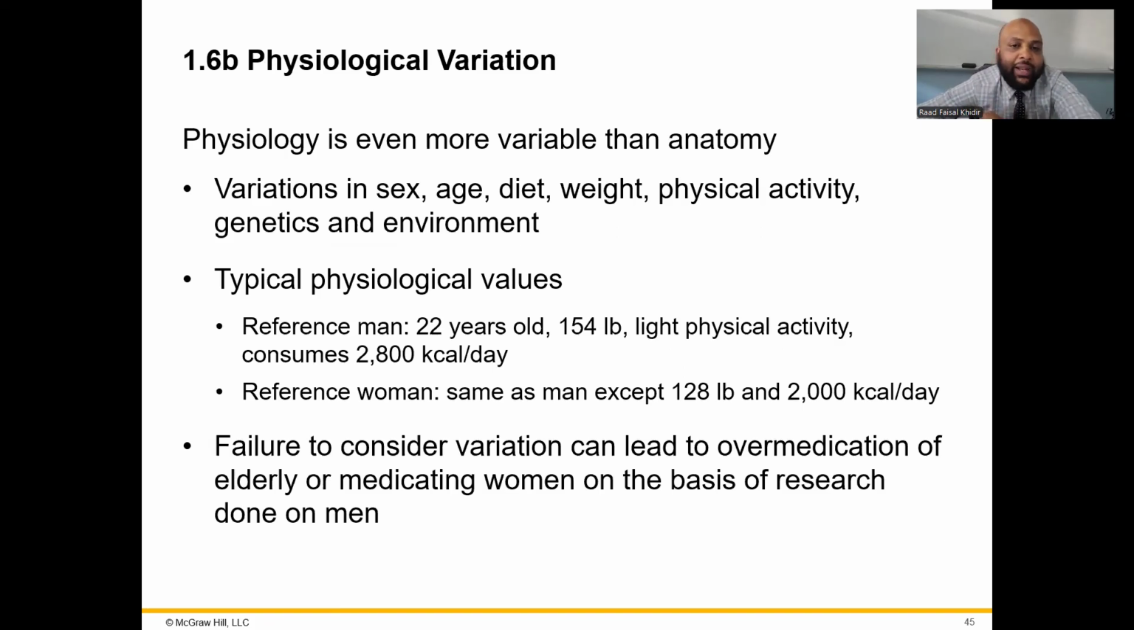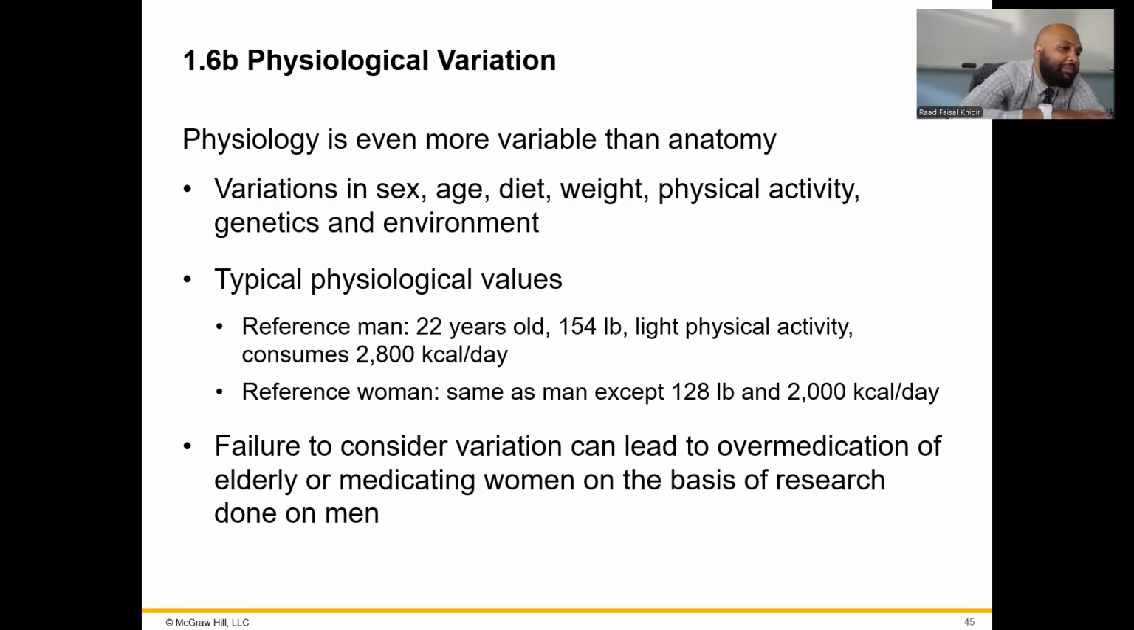Now we are finished with anatomical variation. Now we're going to move into physiological variation. Physiology is even more variable than anatomy. There are variations in sex, age, diet, weight, physical activity, genetics, and environment.